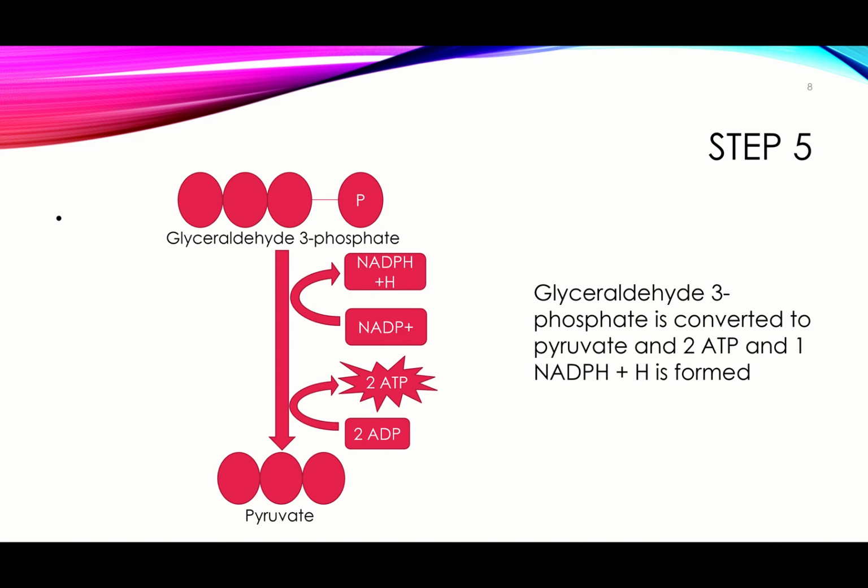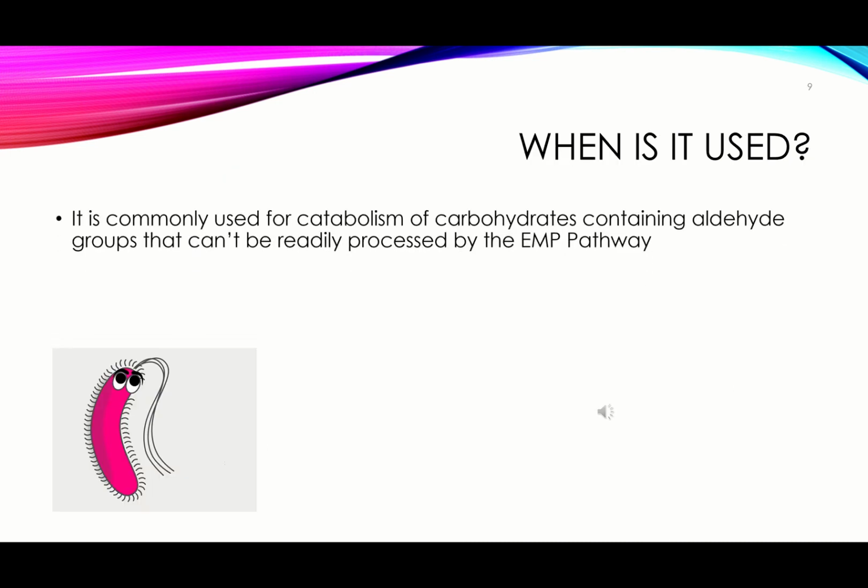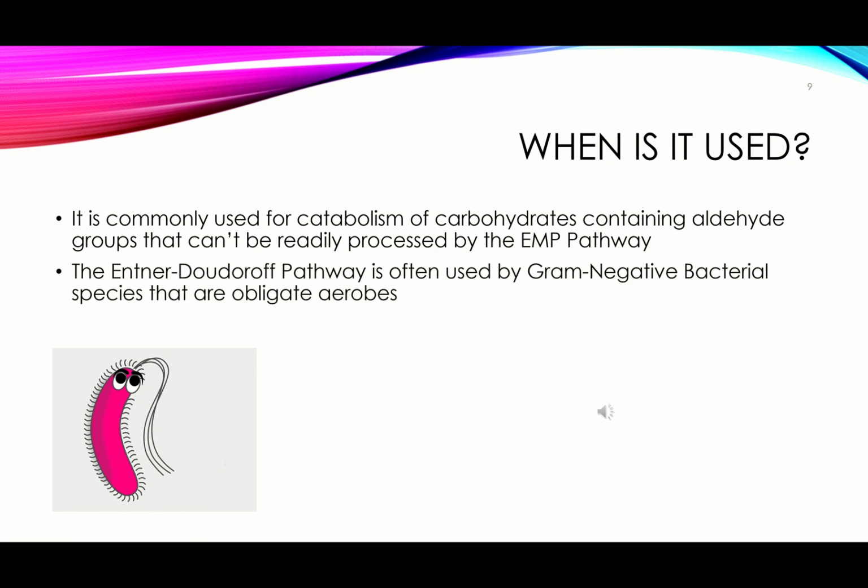You know, I'm looking at these bacteria you're testing, and I've studied these in my lab before. Really? Do you know when they use the pathway? I sure do. It's commonly used for catabolism of carbohydrates containing aldehyde groups that can't be readily processed by the EMP pathway. These are typically gram-negative bacteria species that are obligate aerobes.